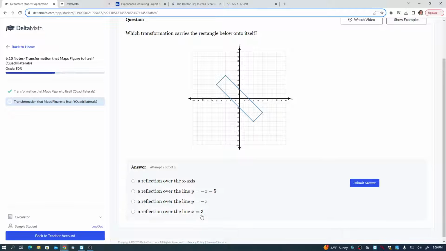I'm going to jump to the last one, the x equals 3. That would be a vertical line here going through the x-axis. So if I folded this over, this end would be all the way over here. So that's a no.